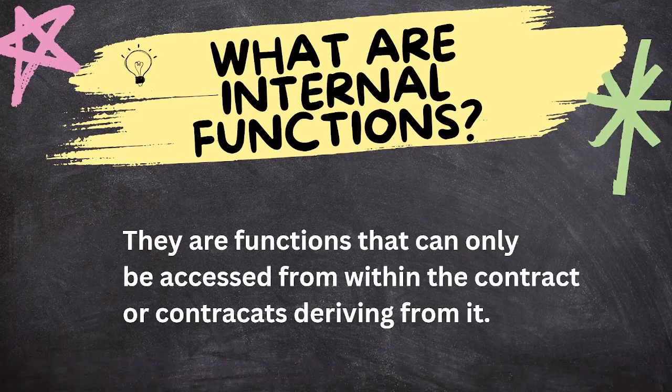So what are internal functions? They are functions that can only be accessed from within your contract or contracts deriving it. That means they are functions that you can only use within your contract or other contracts that want to inherit what you are building. That is everything still by you, not someone else, not external.